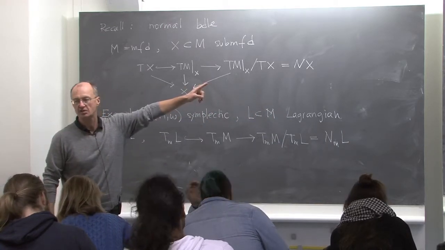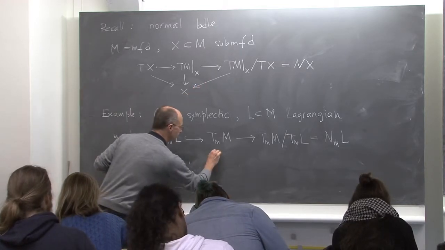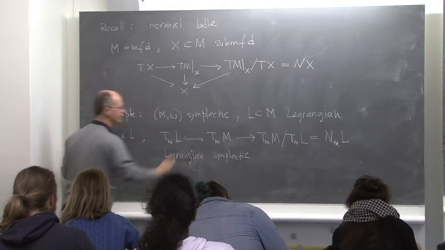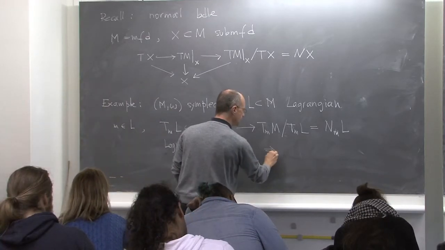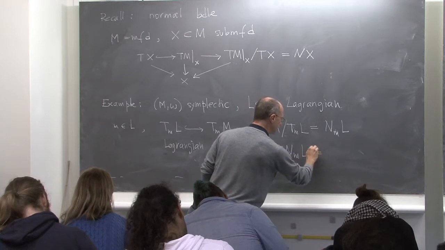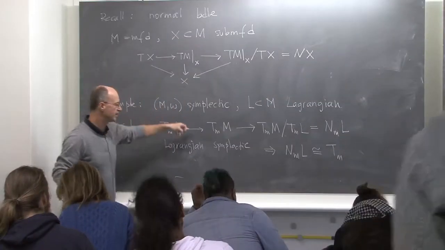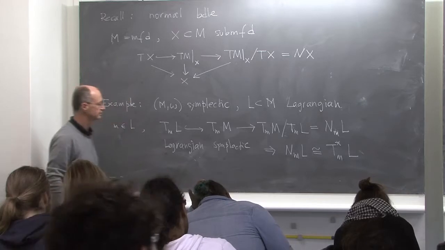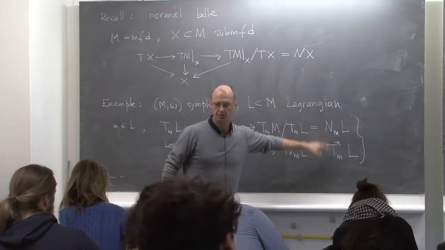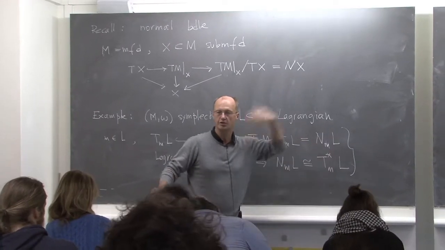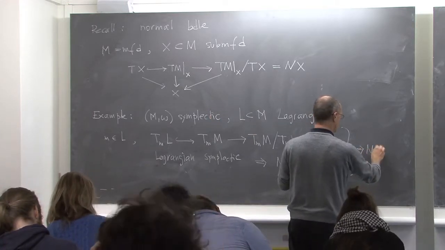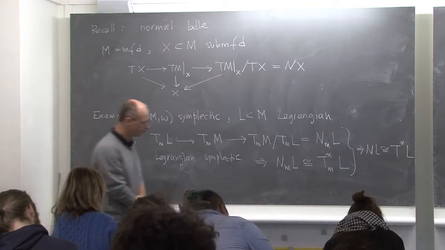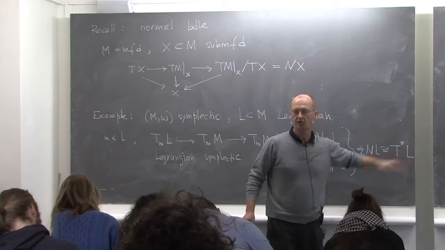Now you see that's exactly the picture we just had on the other blackboard. So this is symplectic. And this is Lagrangian. So this means that this quotient NML is isomorphic to the dual of this guy. So the dual of this guy is a fiber of the cotangent bundle to L. All in all, what this means, so I did it pointwise, but of course it works at all the points. So actually, we have a bundle isomorphism between the normal bundle to L and the cotangent bundle to L.